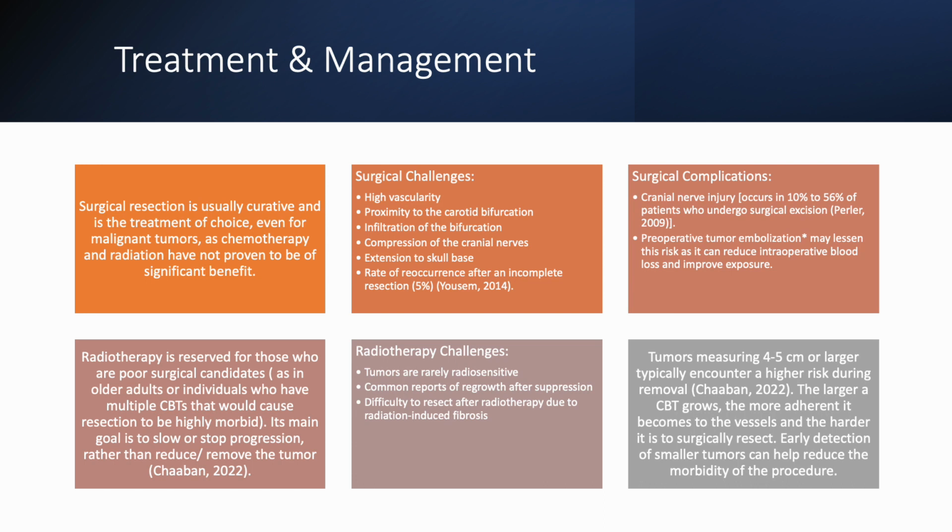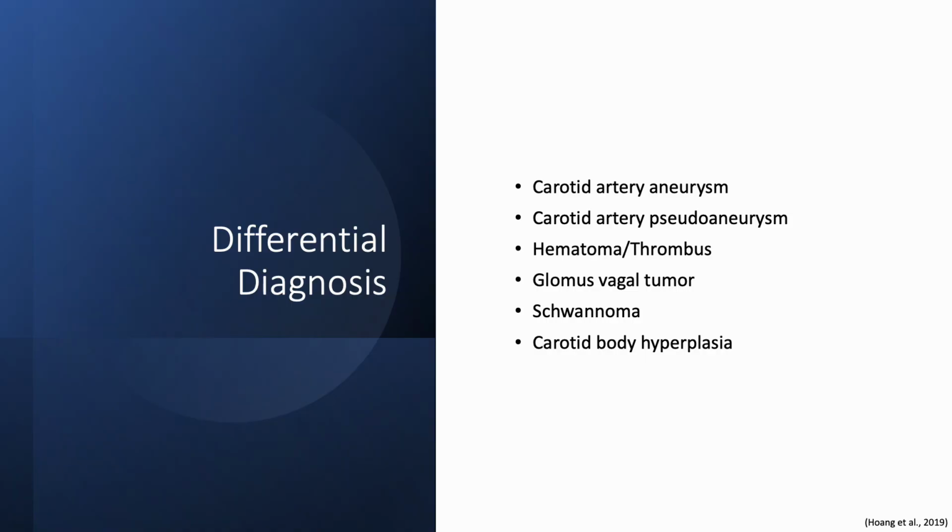I did also want to mention that tumors measuring 4 centimeters or larger typically encounter a higher risk during removal. The larger a carotid body tumor grows, the more adherent it becomes to the vessels and the harder it is to resect. So early detection of these smaller tumors can really help reduce the morbidity of the procedure. Carotid body tumors are often misdiagnosed, and that's mainly because they're just so rare, and it's more likely that one of the other causes below would occur before a carotid body tumor would.